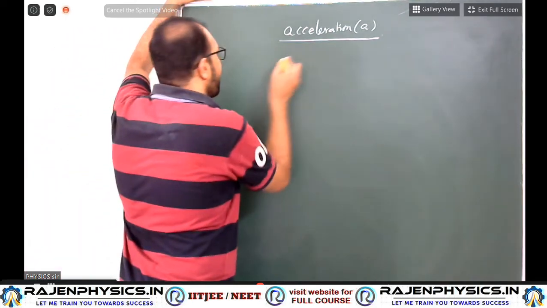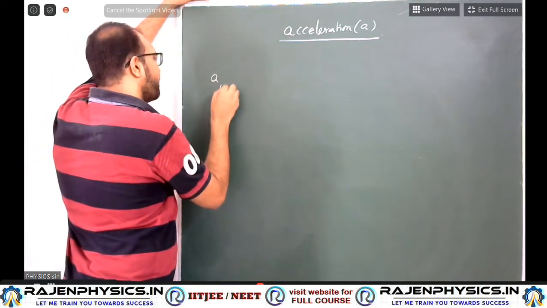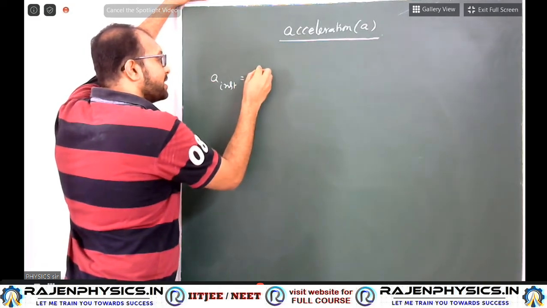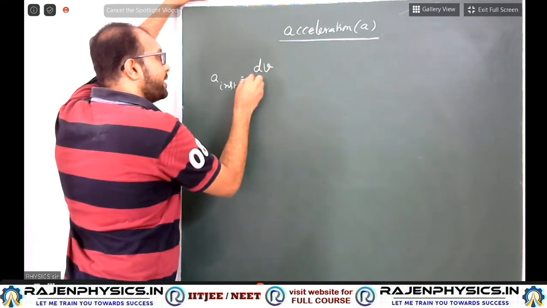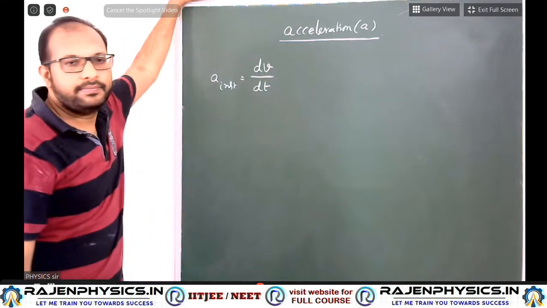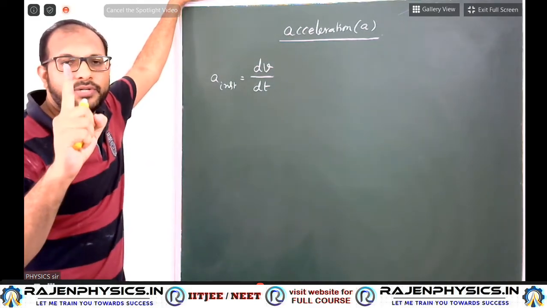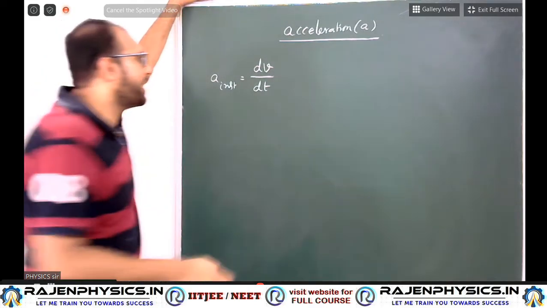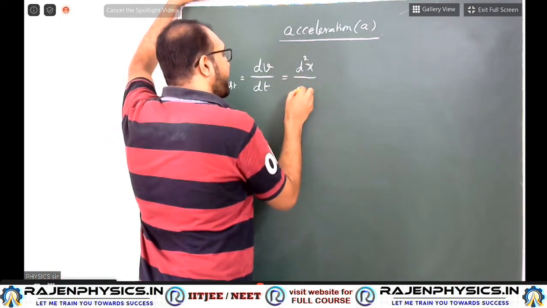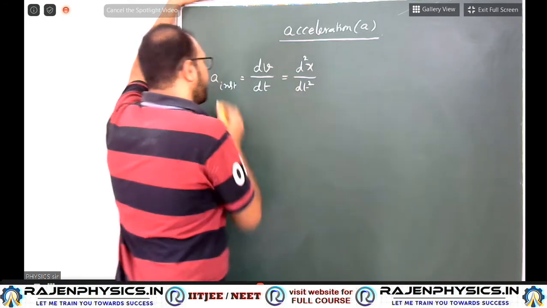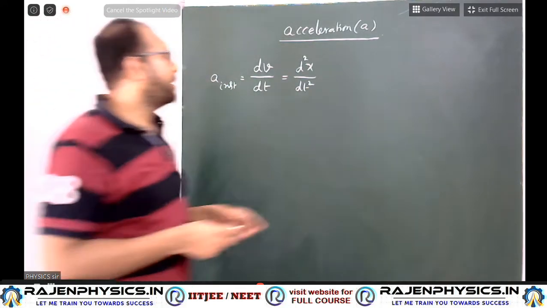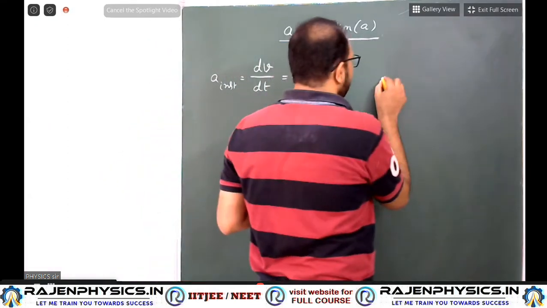So, instantaneous acceleration is the time derivative of velocity. That means the first derivative of velocity or the second derivative of position, d square x by dt square. This is instantaneous, students. Now come to average acceleration.